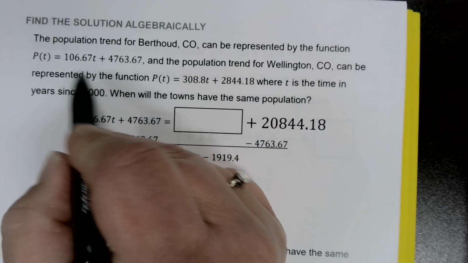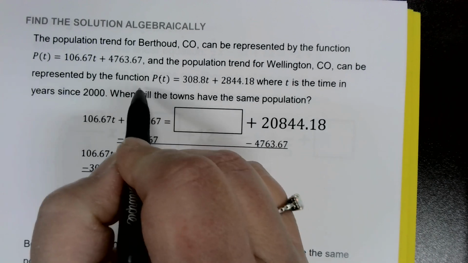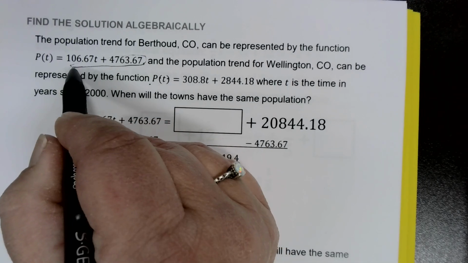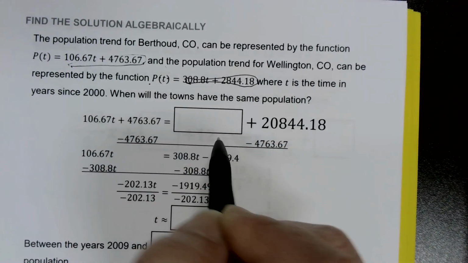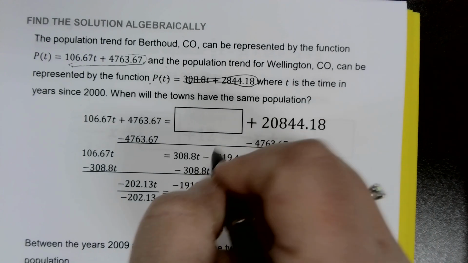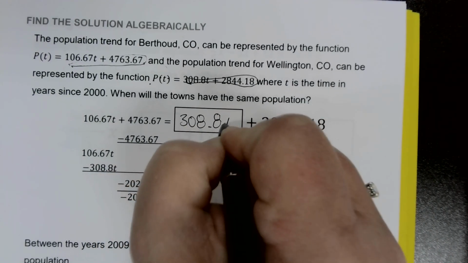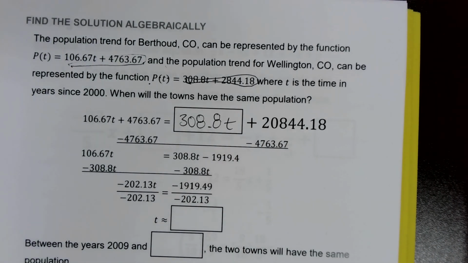So I've got this, if they're both equal to the population. When are those populations equal? I could drop that and set this equal to this and solve for T. That's all they have done here. Set those two equations equal to each other.